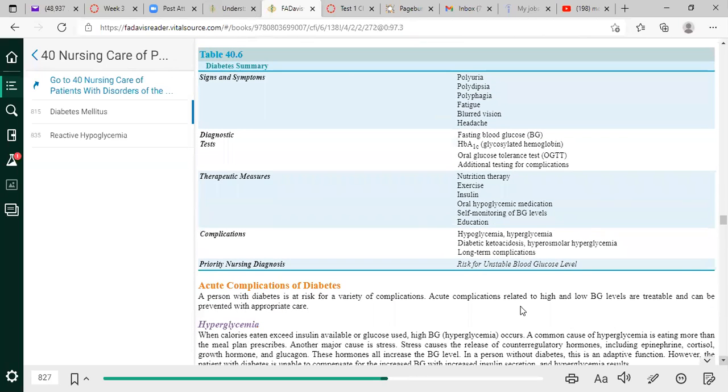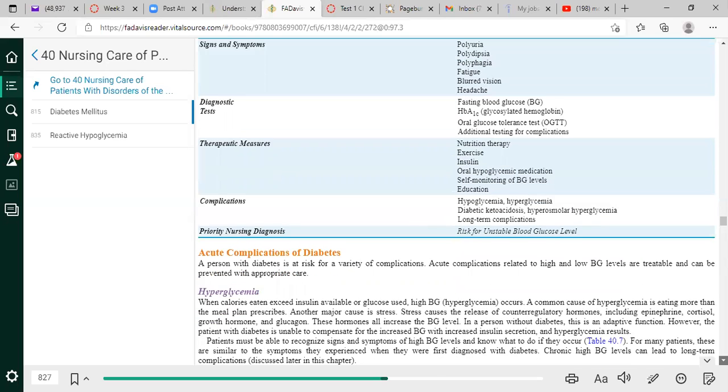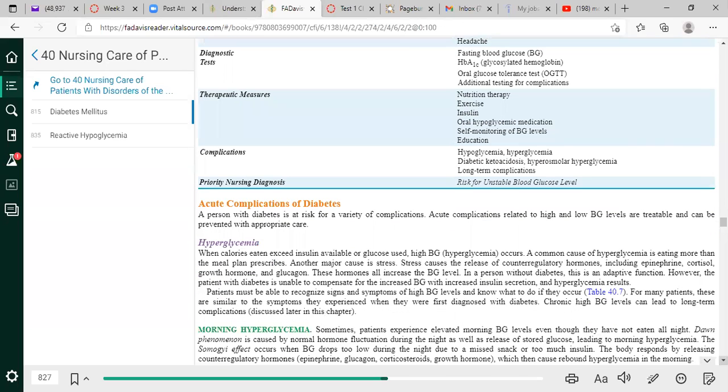They give you a summary of diabetes, and it's talking about acute complications of diabetes. We know hyperglycemia is a complication of diabetes. It can be caused by food. Hyperglycemia can be caused by stress. And what is stress? Something that made me upset, something that's working my nerves. That is stress. It also can be caused by infection.